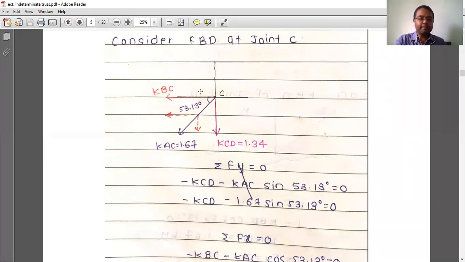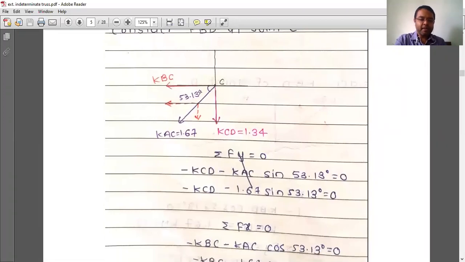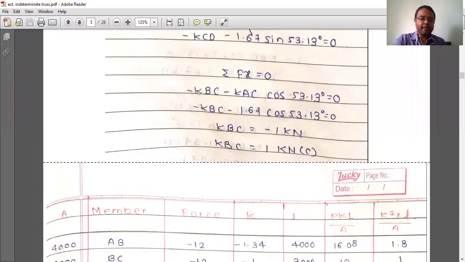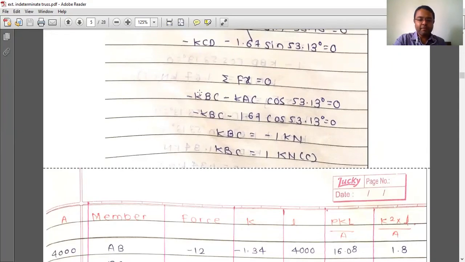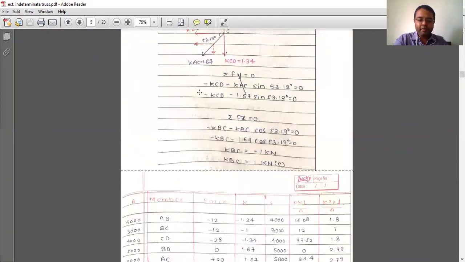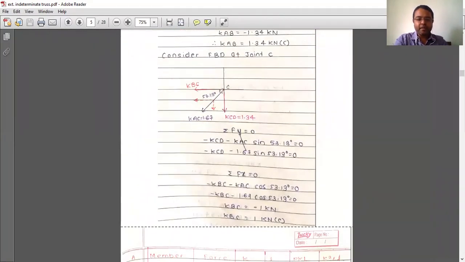Now to this diagram apply summation Fx equal to 0. KBC is unknown, so apply summation Fx equal to 0 and we will get KBC. Finally we are getting KBC as compression.